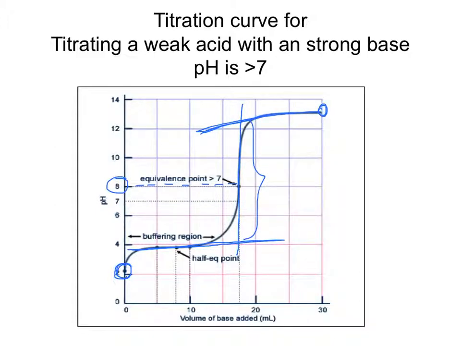The only time the pH will be 7 at equivalence point is when a strong acid or base is being titrated by a strong acid or base. In this case, the weak acid is being titrated with a strong base. We know bases have a pH greater than 7, and so the equivalence point will have to be greater than 7. In this case, it is 8.